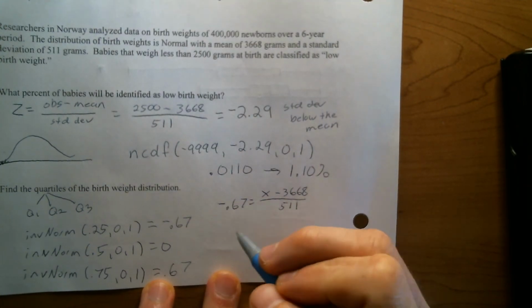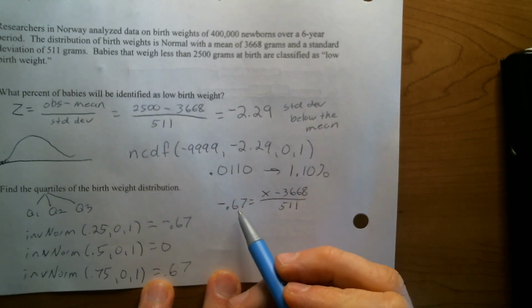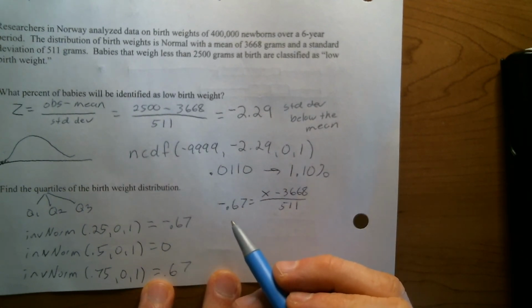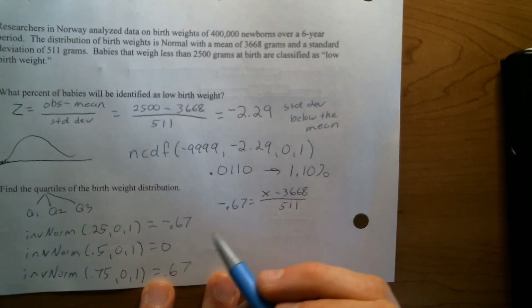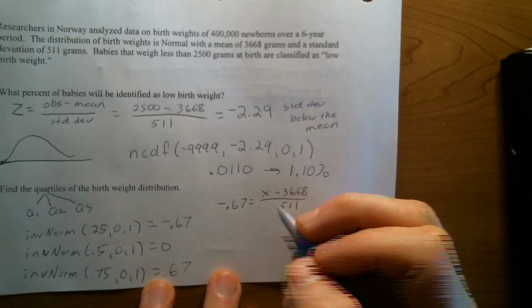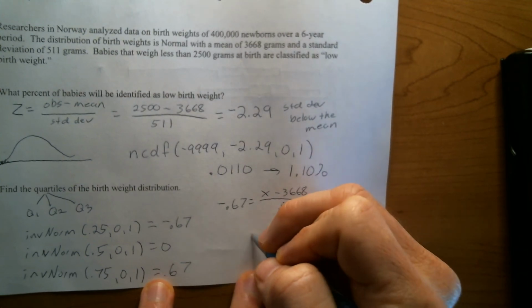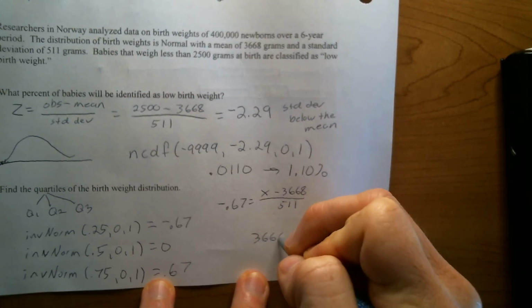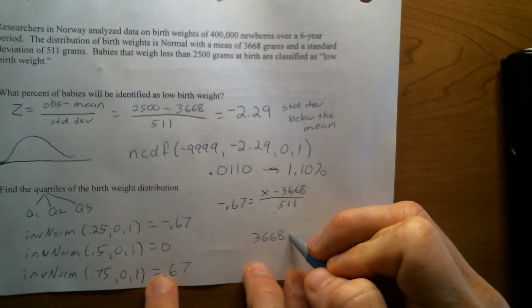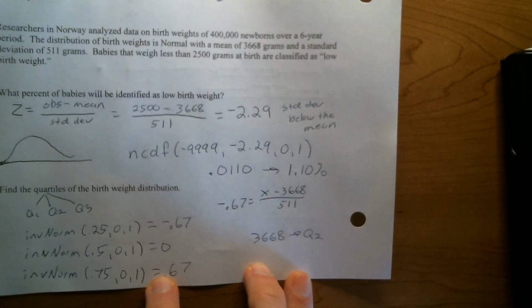Now this middle one here, I don't even have to do because the z-score is 0. So a z-score of 0 is saying you are 0 standard deviations from the mean, which means the observation has to be the mean itself. So that's 3668, right? This would be our Q2.